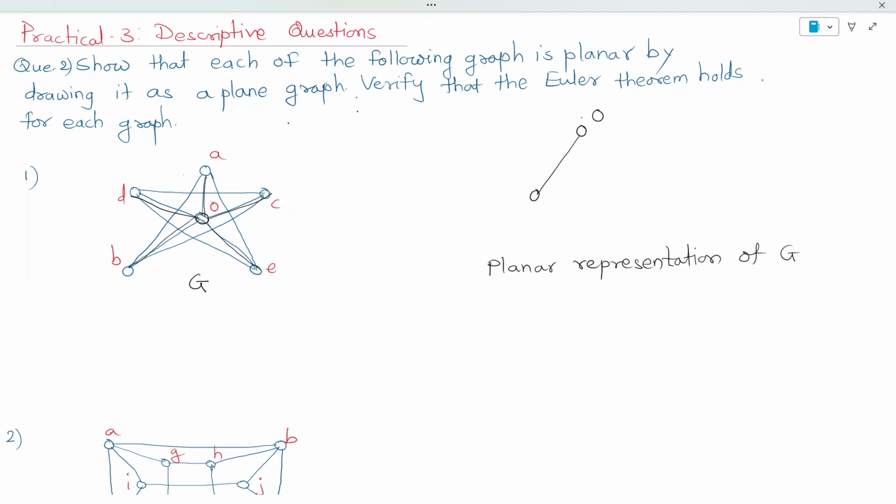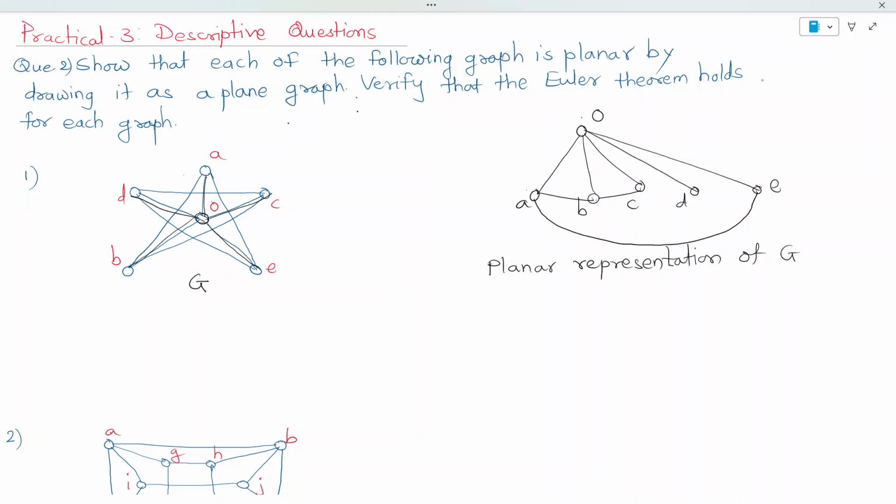So O, A, B, C, D and E. Now O is adjacent to A, B, C, D, E. Let us see, A is adjacent to B and E. So A is adjacent to B and A is adjacent to E. B is adjacent to O, A and C. So the BO edge is drawn, the BA edge is drawn.